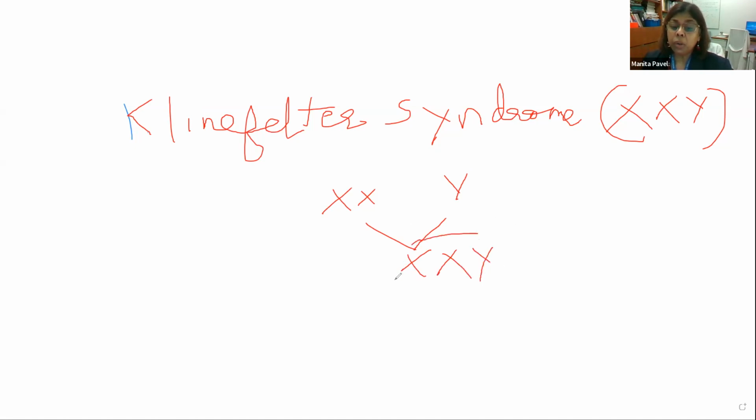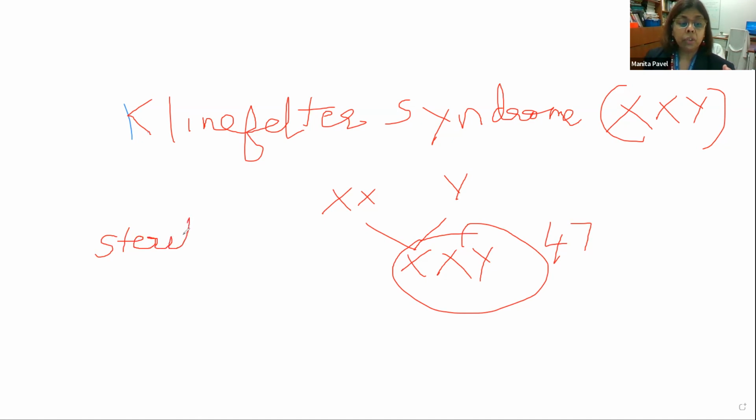Remember, you have a total of now 47 chromosomes. These individuals have 47 instead of the normal 46 chromosomes. So what happens to a Klinefelter's individual? These individuals are sterile males. Because the Y chromosome is present, they have to be males. So these individuals are sterile, S-T-E-R-I-L-E, males.